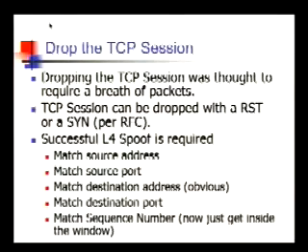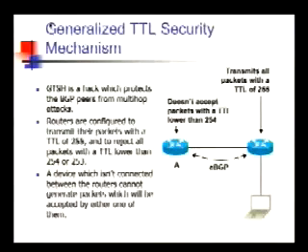What do we have to do in order to do that? Well, we have to successfully match the source address of one side of the BGP conversation. We have to match the appropriate source port. We have to match the destination address, which is obvious, and the destination port, which is also obvious for BGP. And then we have to match the sequence number and get inside the window there.